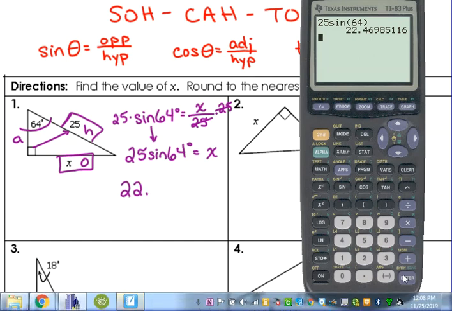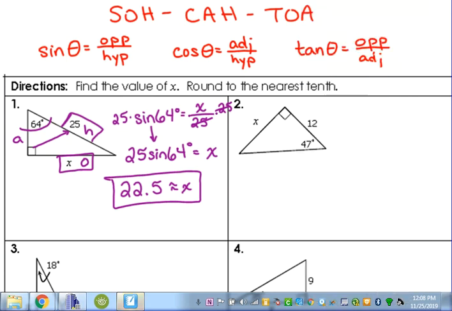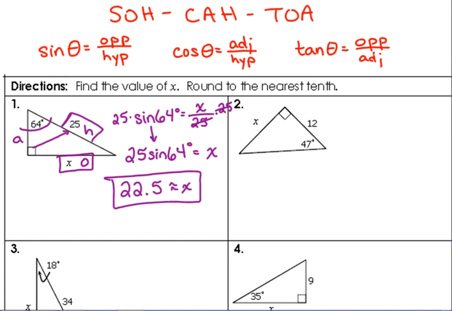So we're supposed to round to the nearest tenth, so 22.5. We don't have any units, so we'll just leave it as 22.5 is approximately our x value. Tomorrow we will find out what radian means.